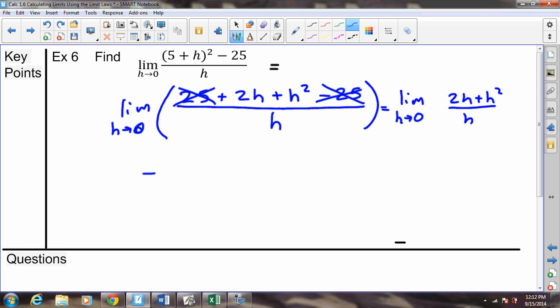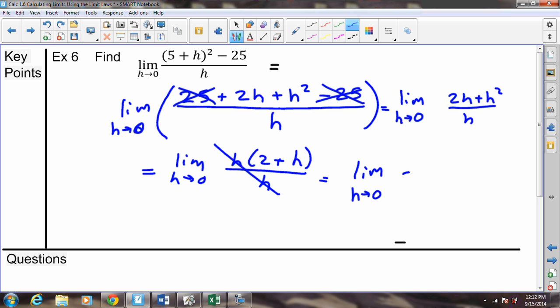Anna noted that we had the h factor out, leaving behind 2 plus h over h. And then we wind up with this situation where the h's cancel. So that gives us the limit as h approaches 0 of 2 plus h. Now direct substitution actually will avail us. Plugging in h equals 0, we get our final answer. It's 2.